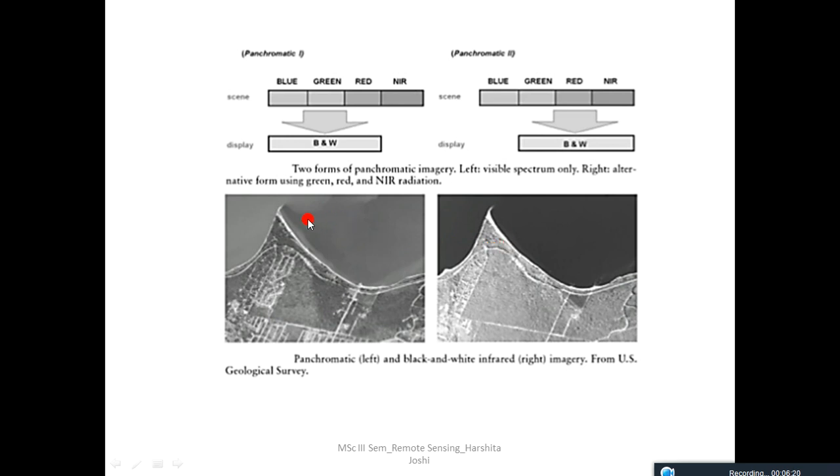So here we can see two different types of panchromatic images which have been taken in different bands, monobands. This is one panchromatic image taken in the green band, and this is another taken in the red band. Both will be different in terms of interpretation. They give us more information here, less here. So depending upon our need, we can make use of various bands, monobands.